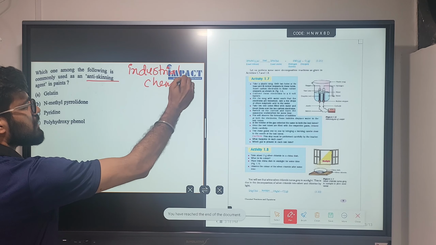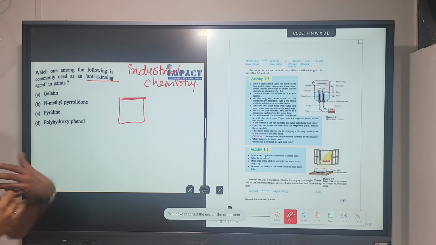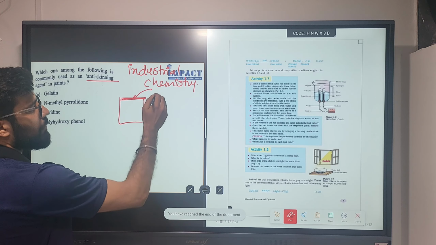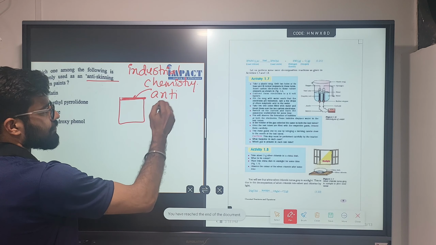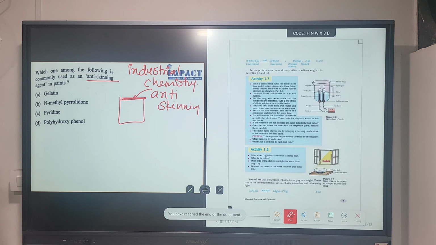And anti-skinning is something like, have you seen a paint box? The paint gets dry by itself. So what an anti-skinning agent does is it does not let the paint dry, so that the paint can keep its properties for a longer time. The packed box should remain as it is. So let's break down the options.